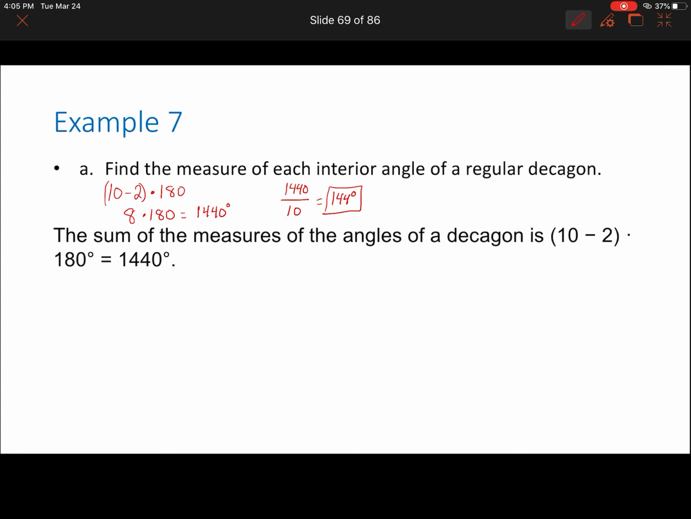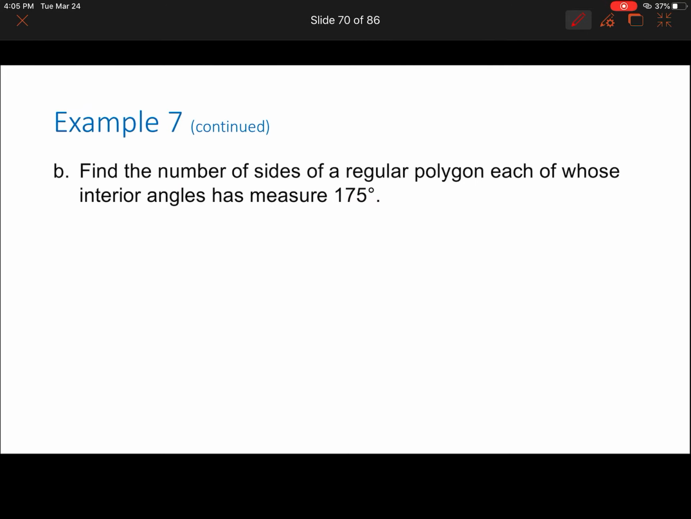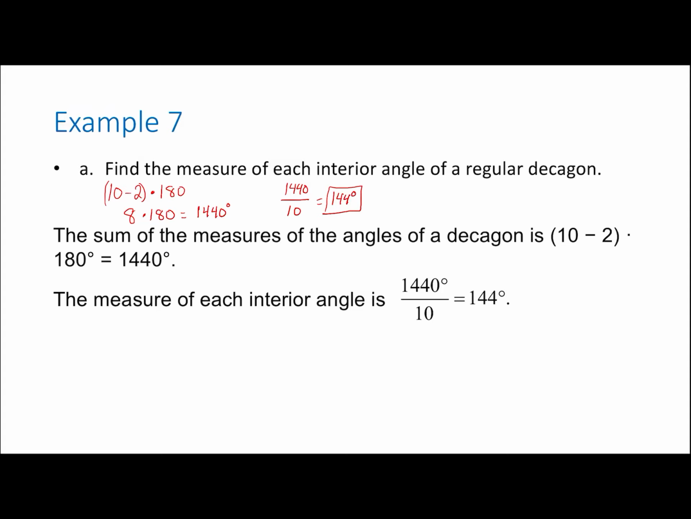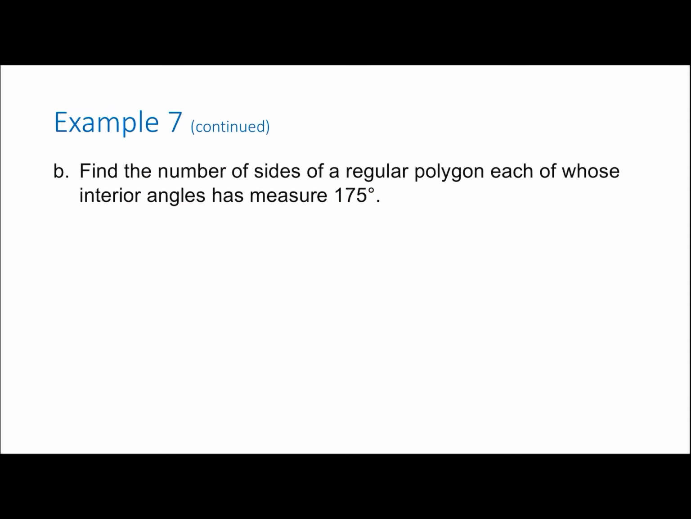Now, we've got some information here that walks you through what I did. We found the total measure of the angles inside the decagon: 10 minus 2 times 180 equals 1,440. Then we took that and divided by 10, and it gave us 144. If you have any questions about that, feel free to let me know. It's really just following that formula of finding the total angle measurements, then dividing by the number of sides, because it is regular. That being a key word, regular, means that all the angle measurements are the same.